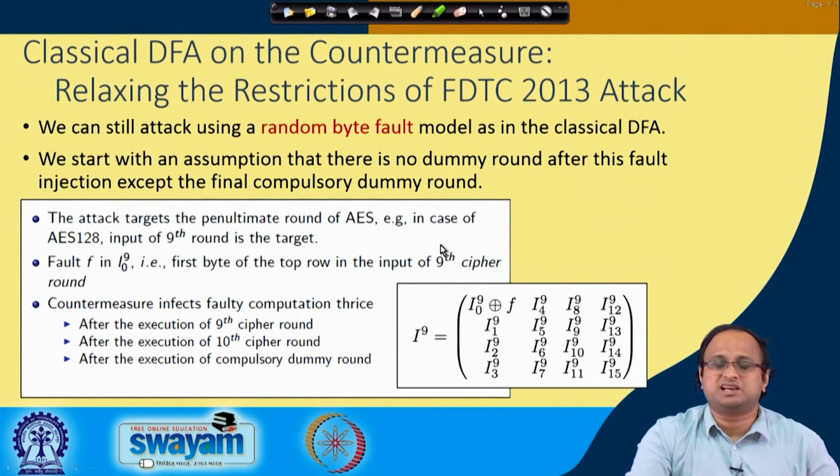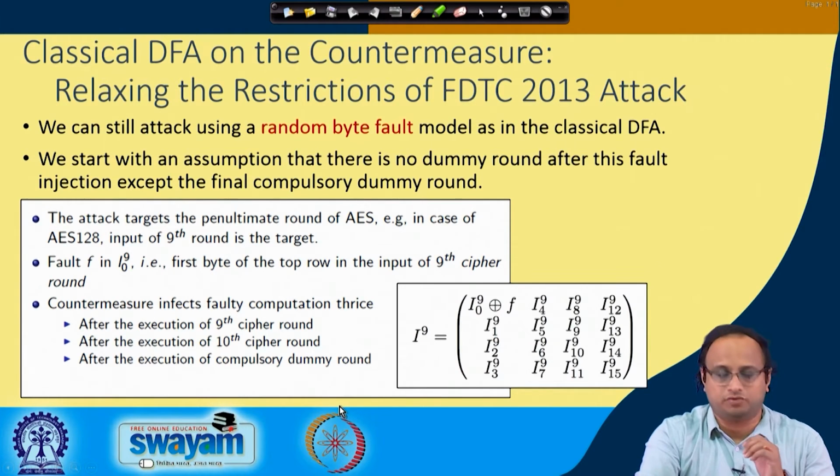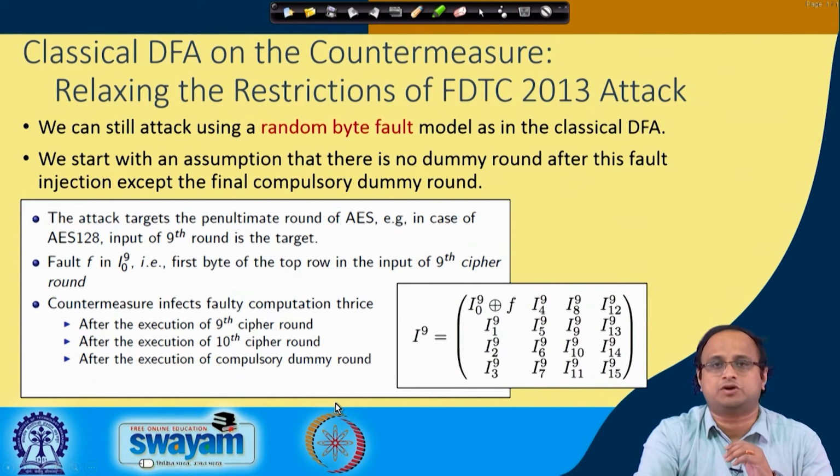But again, as we discussed, this particular attack requires a constant fault model, and therefore what we expect is an assumption that every time you repeat the fault, it is a constant fault. However, what we would probably like to do is apply the classical DFA on this countermeasure, where we assume that the fault is a random byte fault.